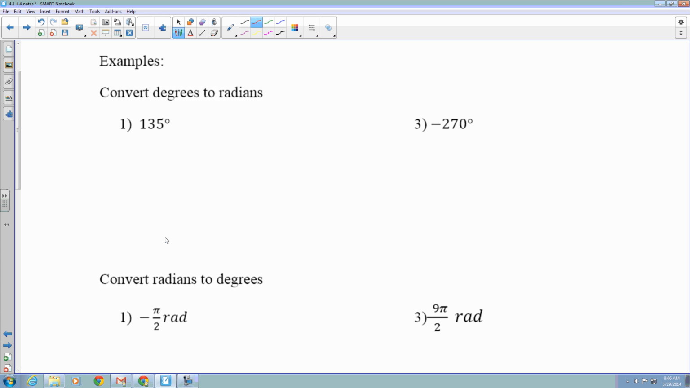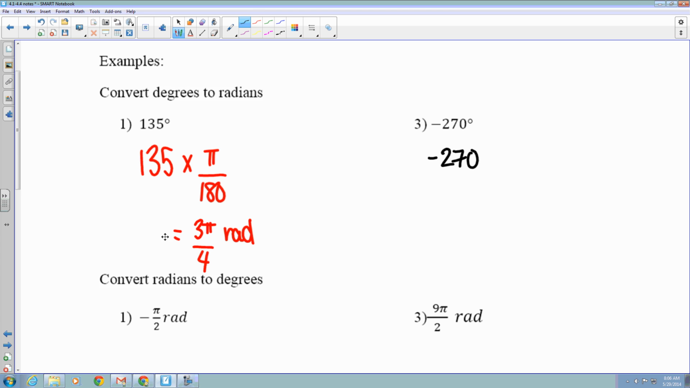135 degrees. If I want to convert to radians, I have to have the radian on top of my conversion fraction. So pi over 180. I would simplify the fraction. I never turn this into a decimal or multiply the pi through. Pi should always be in my answer in radians. So this would be 3 pi over 4 radians. Negative 270 multiplied by the same conversion fraction or ratio, whatever you want to call it, simplifies to negative 3 pi over 2 radians.